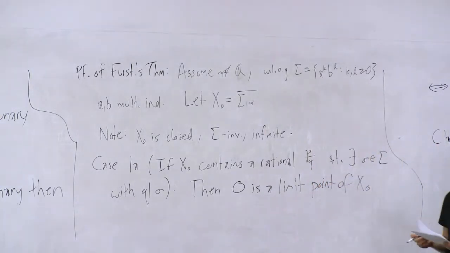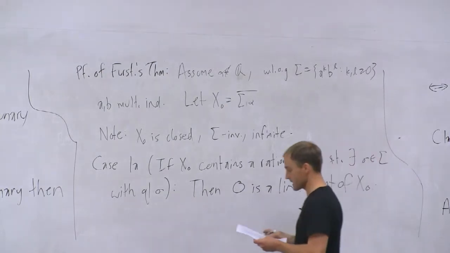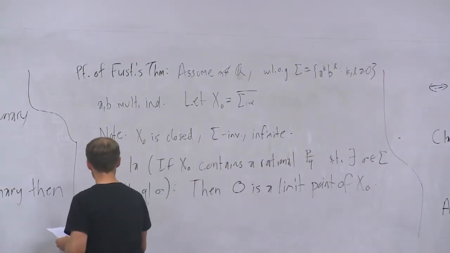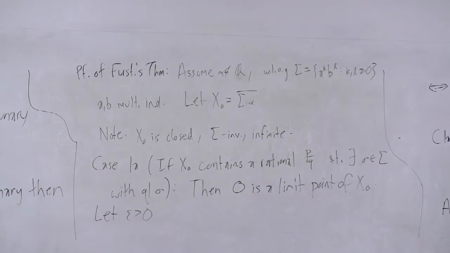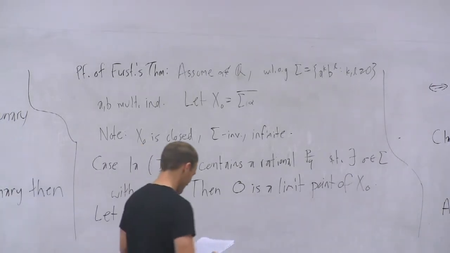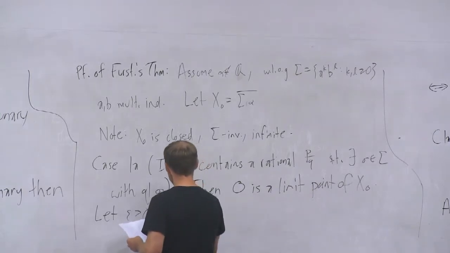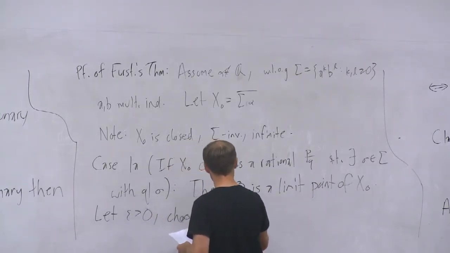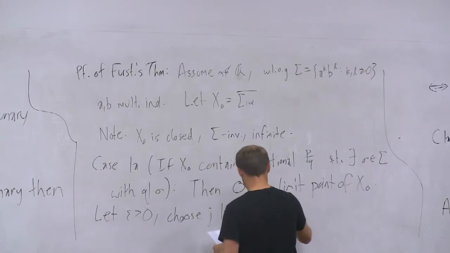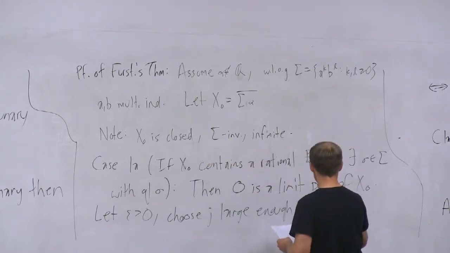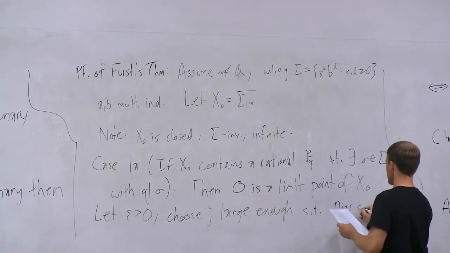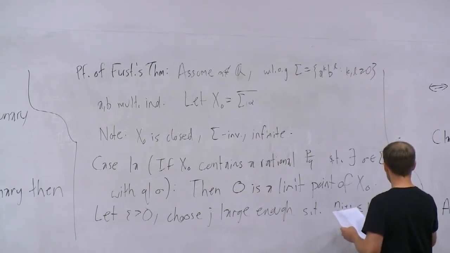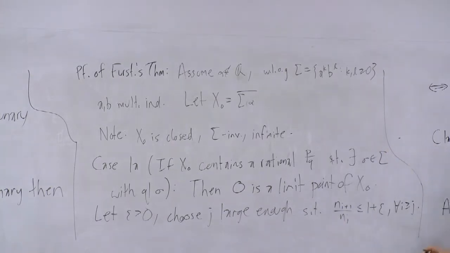Now let's use that fact together with our lemma. Let epsilon be some number bigger than 0. You can pick your favorite epsilon, but you have to have a sequence of favorite epsilons tending to 0 in the end. Choose a number j large enough such that the ratio n_{i+1} over n_i is less than or equal to 1 plus epsilon for all i bigger than or equal to j. That's by the lemma. If we go out far enough, we're going to have ratios as close to 1 as we like.